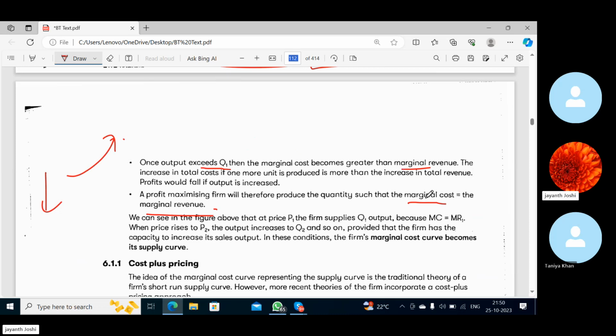Beyond which level, when marginal cost is equal to marginal revenue, till that time only you can earn profits, right? If profit would fall if output increases, till here only you have profit. Beyond that, there's a cost, no profit at this price, right?